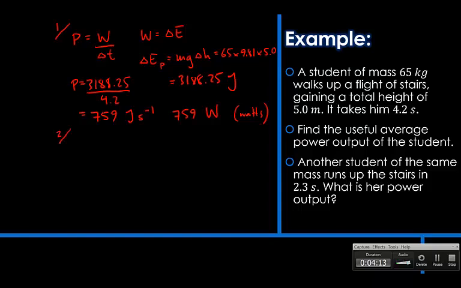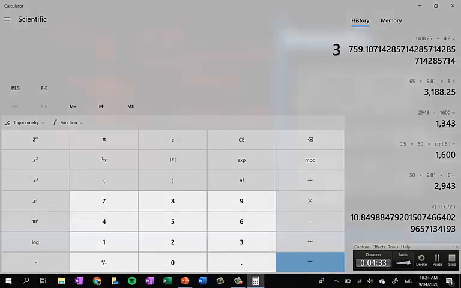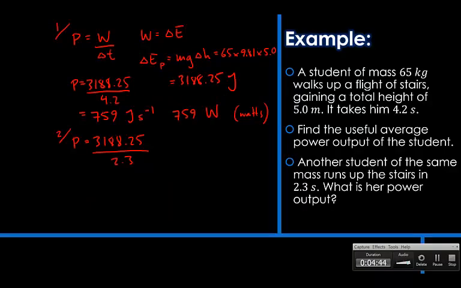Another student of the same mass runs up the stairs in 2.3 seconds. What's her power output? Well, she's going to gain the same energy, 3188.25, but she gains that in just 2.3 seconds. So 3188.25 divided by 2.3 is 1386 watts.